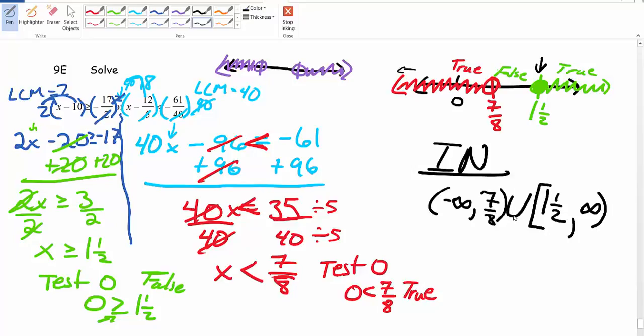You can put a little U in here, or you can throw in a little OR symbol. Either one is good. You can even use a comma for me. Some teachers might be a little more picky in the future, but I'm good with that. So here is our interval notation. There's our graph, and there we've solved for them. Again, that is 9E from our target 5.